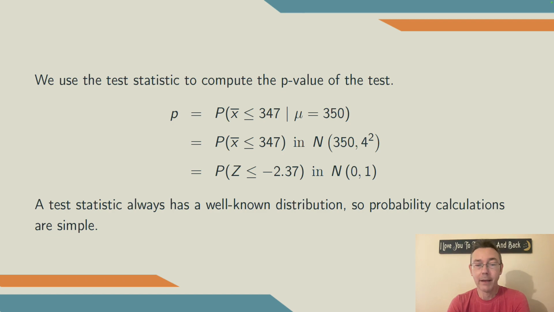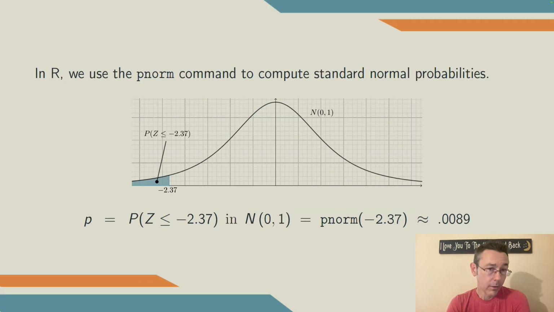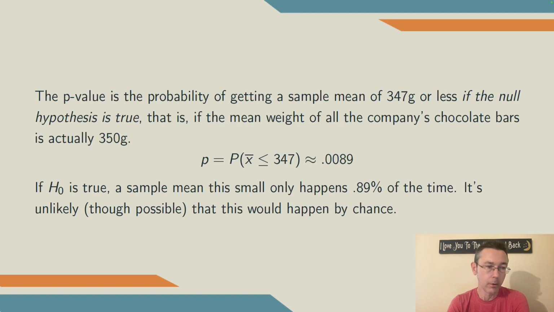A test statistic should always have a well-known distribution, so probability calculations can be done directly using technology such as R. In this case, the test statistic has a standard normal distribution. We're talking about z-scores. In R, the command to compute in a standard normal distribution, or any normal distribution for that matter, is pnorm. So we need to use the code pnorm of negative 2.37 to get the probability of randomly getting a z-score less than or equal to negative 2.37. I've also given you a picture here showing the probability that we're trying to calculate. In this case, we get about 0.0089, pretty low probability score.